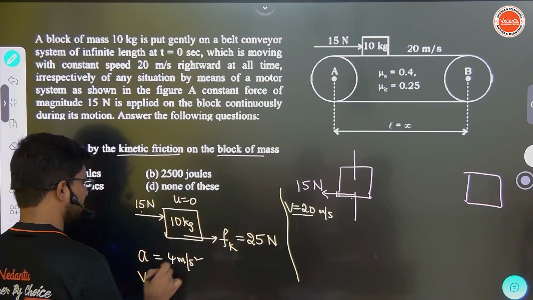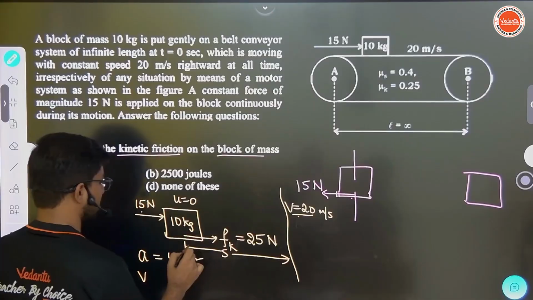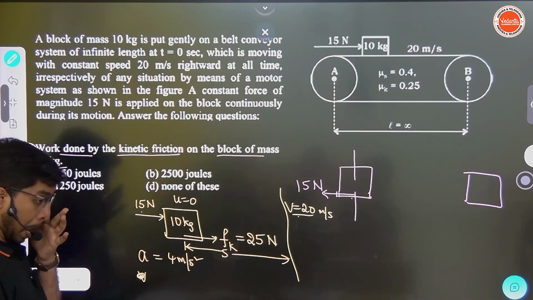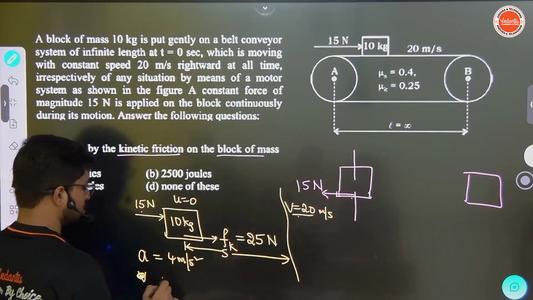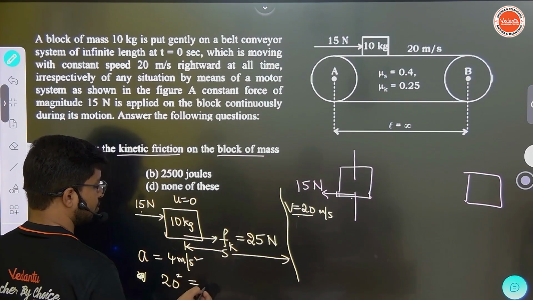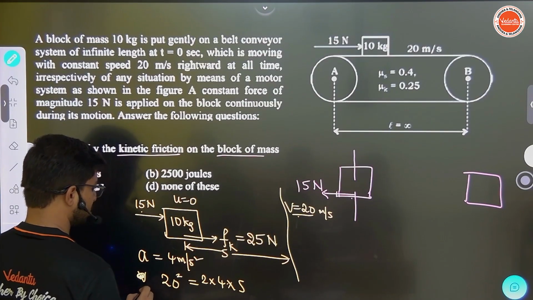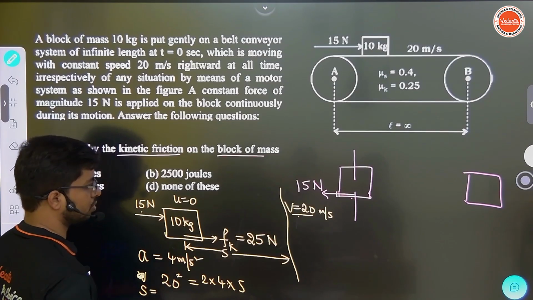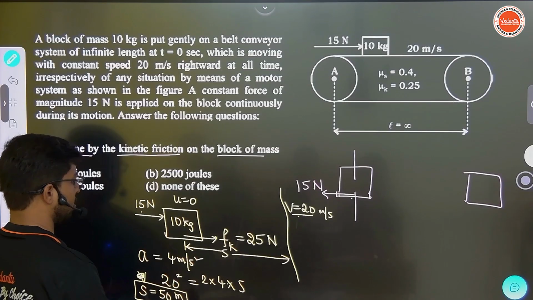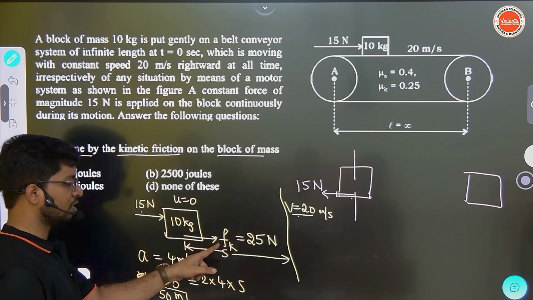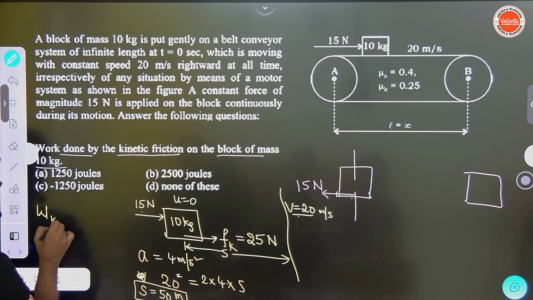So that means your final velocity is 20, and I need the displacement here. Which equation of motion will you use? v square minus u square equal to 2as, right? So this is 20 square is equal to 2 into a into s. How much is this? S, you will get equal to 50 meters. So your displacement is in the forward direction, and kinetic friction is also in the forward direction. What is the work done by the kinetic friction here?